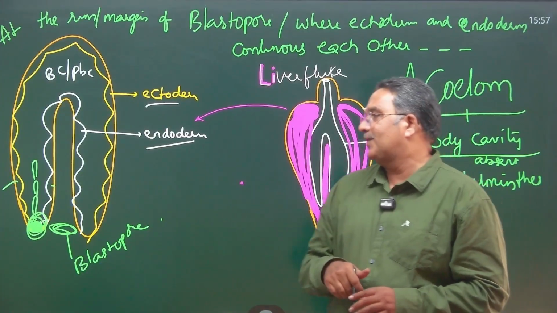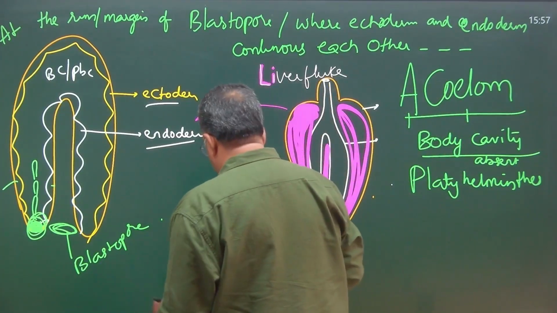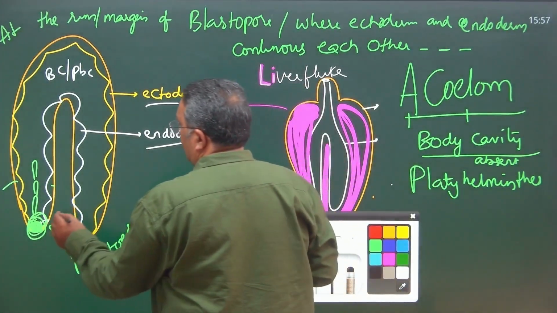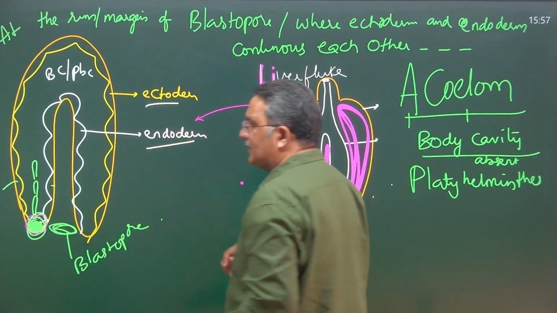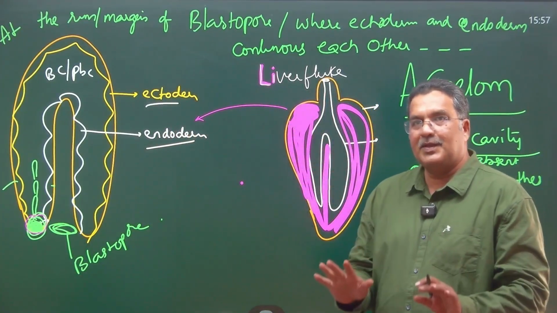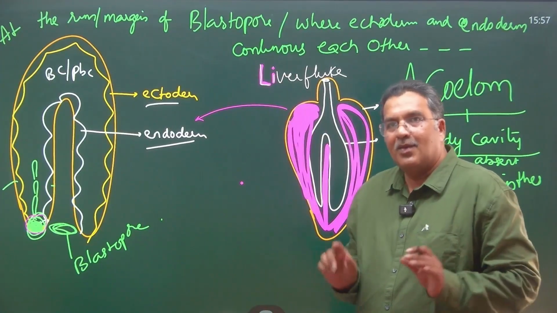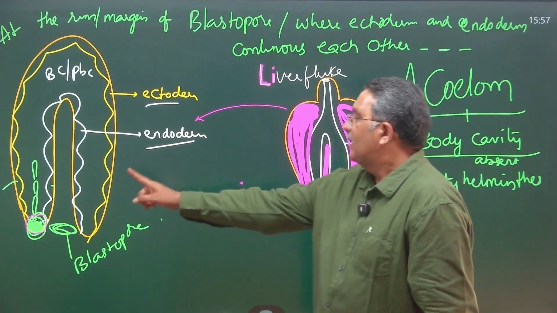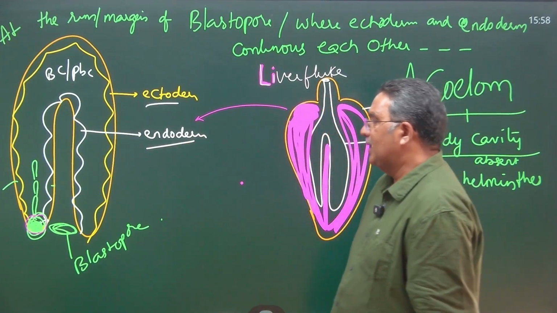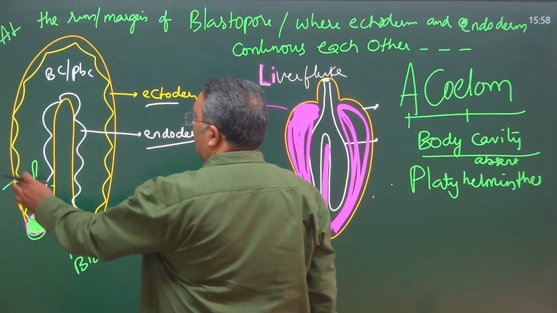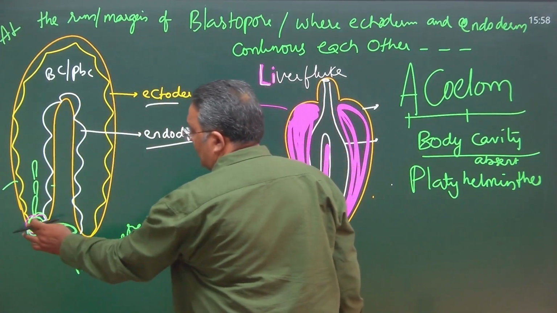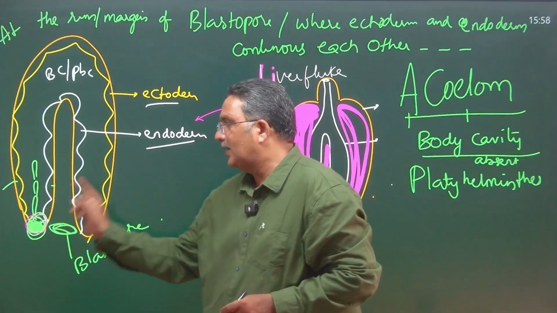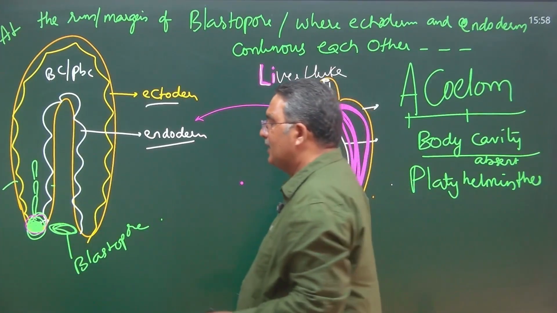During the process of embryonic development, our so-called mesoderm, from the last 5 minutes, it all seemed to be little confusing. Now it came to an end. Now you will understand everything here. So I just started the story from here. The address already we said: at the rim or margin of blastopore, the edges of the blastopore, where ectoderm and endoderm are continuous with each other.